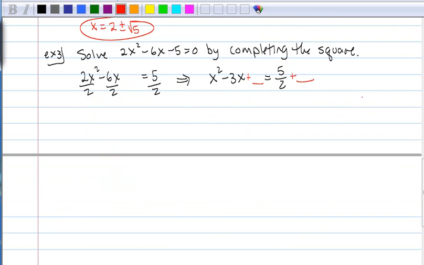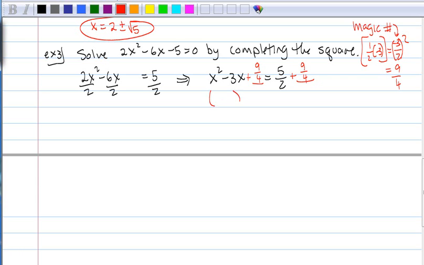So again, this magic number is odd, but we can find it just as easily. It is going to be 1/2 of that -3, squared. That is the magic number. That is -3 over 2 squared, which equals 9 over 4. That is the magic number. Okay, so that is what I'm going to add to both sides. If I do it to the left and do it to the right, it does not change the equation or the solution.